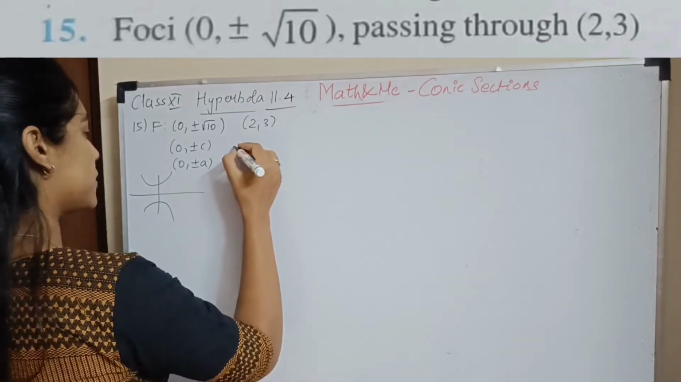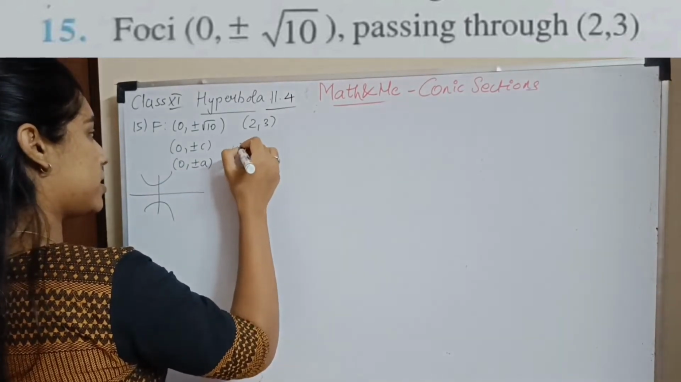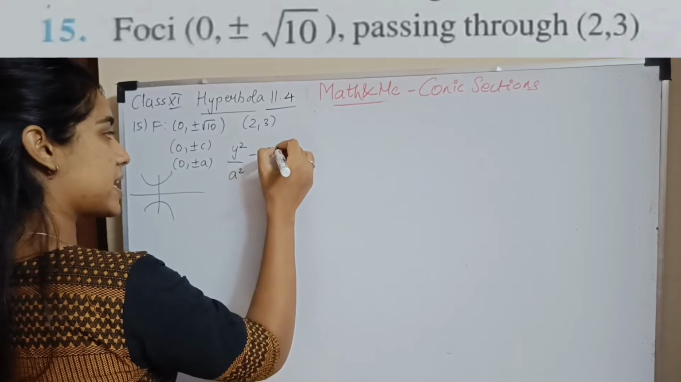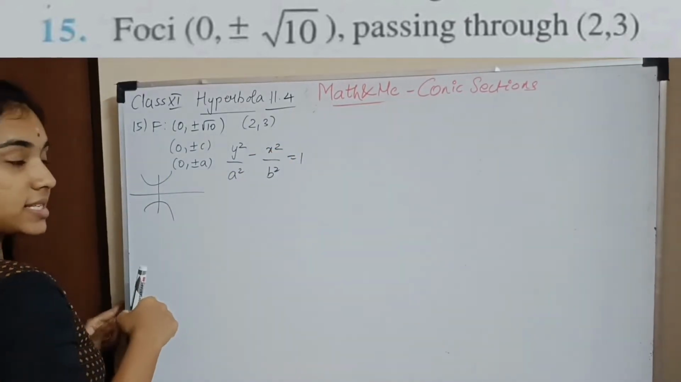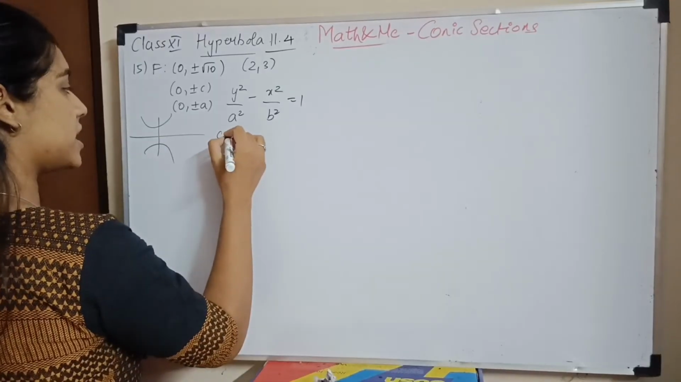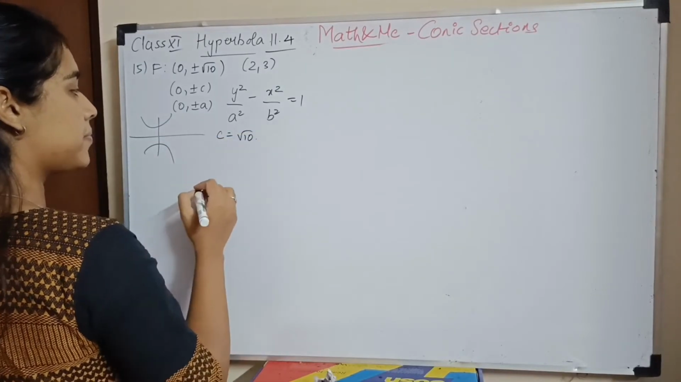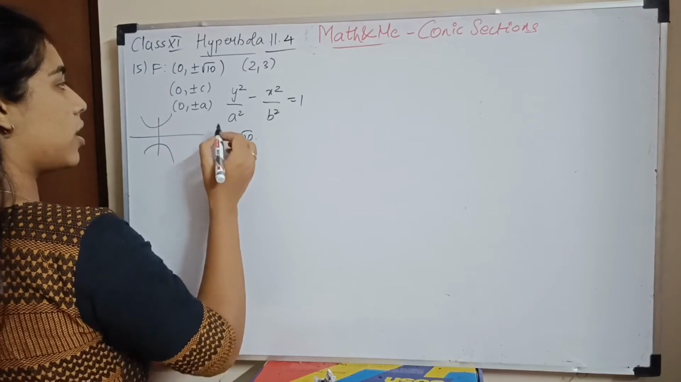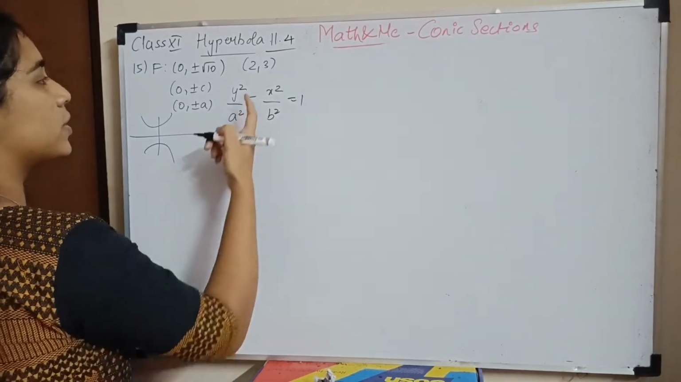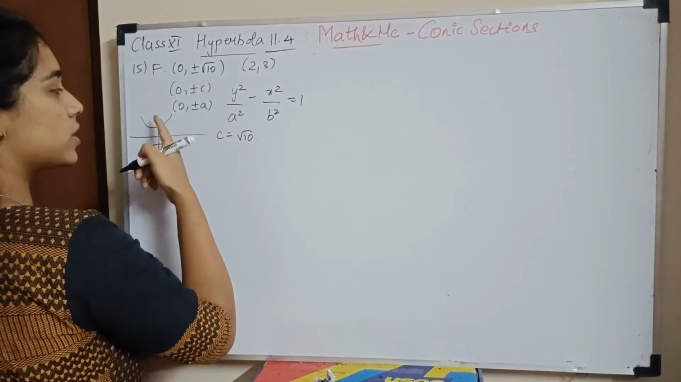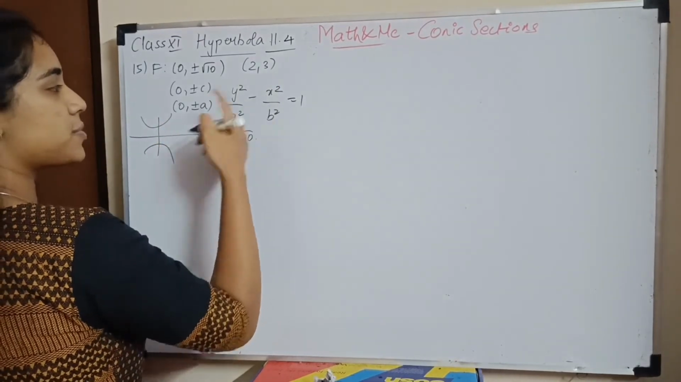So your equation looks like y²/a² − x²/b² = 1. A is along the y-axis. Now the value of c is √10. So you need to find the values of a and b in order to find the equation. Now, it is given that (2, 3) passes through the hyperbola, so I am going to substitute the values.